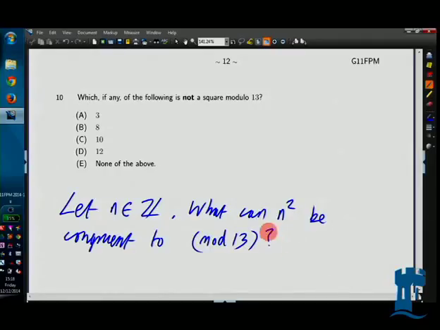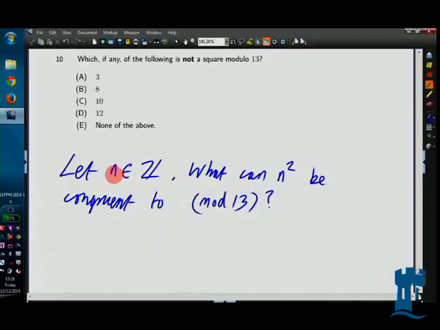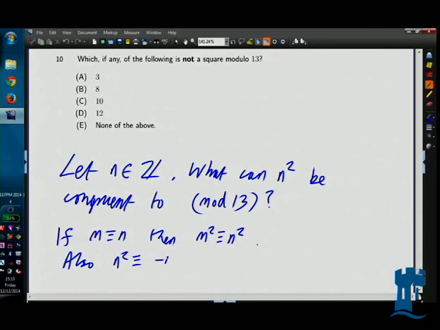Well, if m is congruent to n, then m squared is congruent to n squared. So there's no point trying more than one version: if you get two things that are congruent, you only have to try one of them, squaring it. It's not going to change what you get. Also, n squared is congruent to minus n squared. Well, it's equal to minus n squared, so it's only congruent to it. So that also saves you some time.